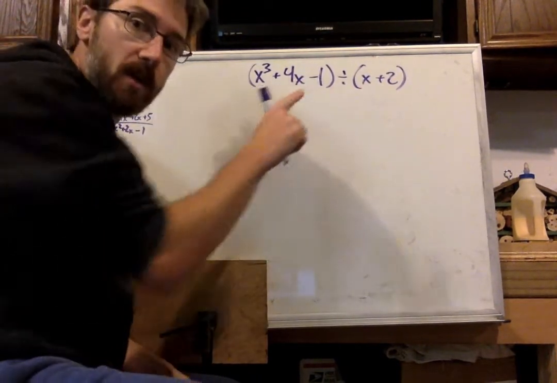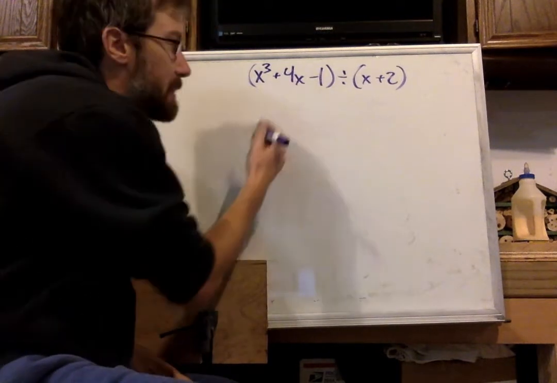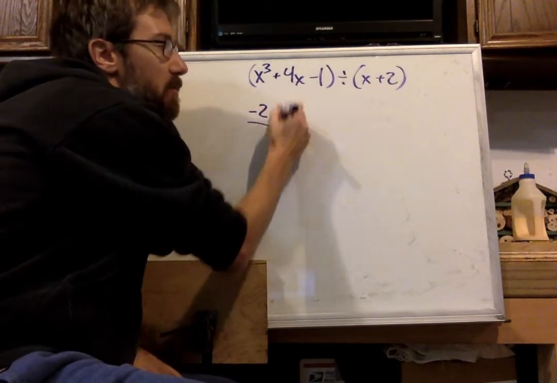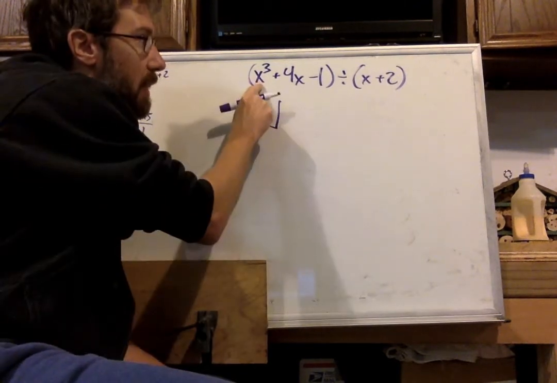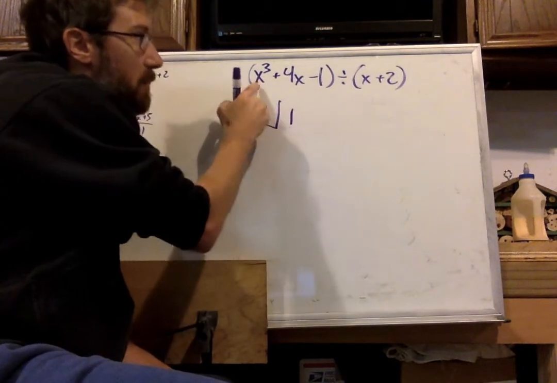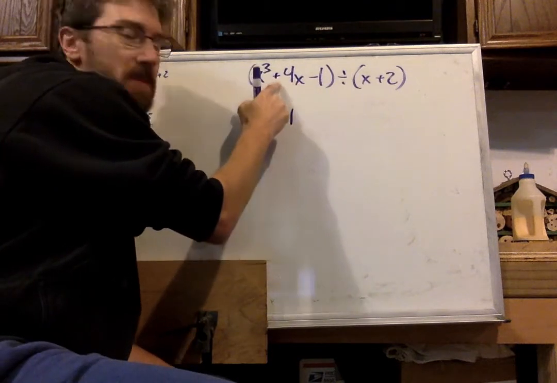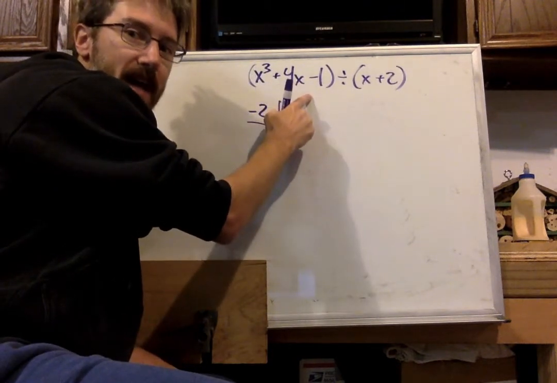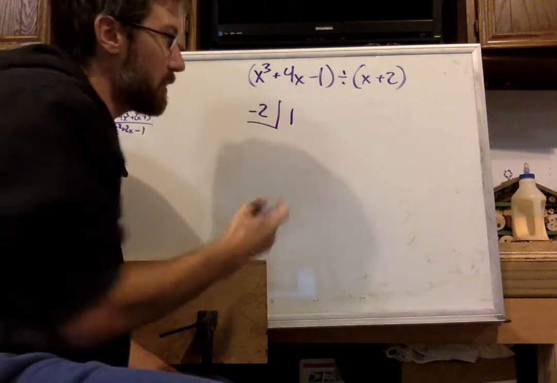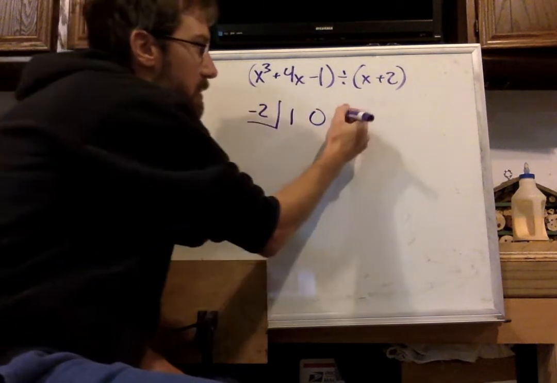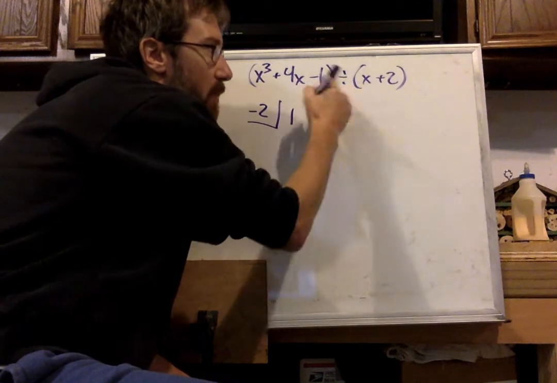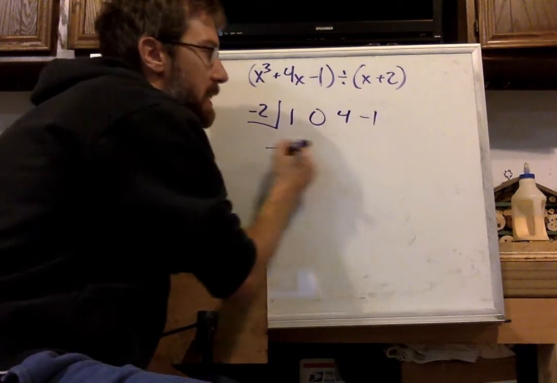So what I'm going to do, I'm going to take that number, I'm going to change its sign, -2 in the little box here, and then the next numbers are the coefficients. Now, first coefficient is for x cubed. Notice it goes from x cubed, it skips x squared and goes right to x. I need to have a placeholder there, so I'm going to put a 0 for x squared in its place. Then the next coefficient is +4, and the last coefficient for the constant is -1.